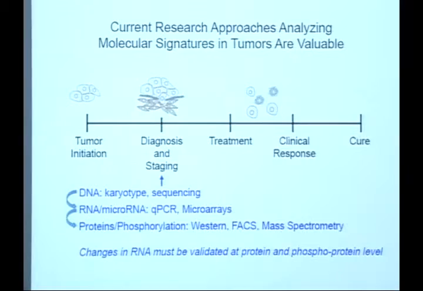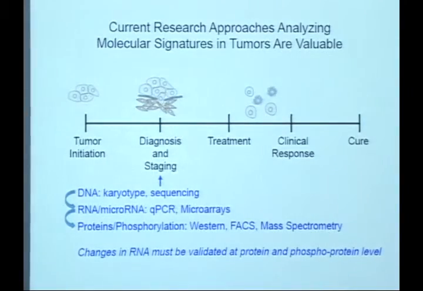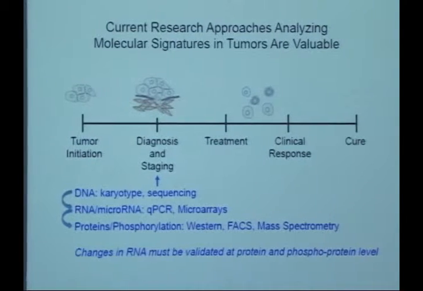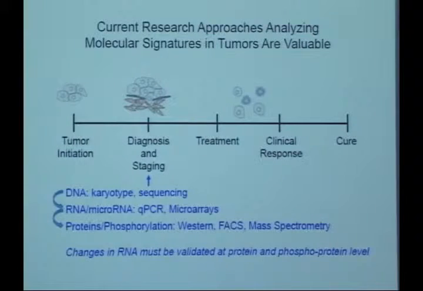And then at the research level, we're always trying to find better ways to make the diagnosis and figure out how well this person's going to do based on characteristics of the tumor. We're really great at looking at DNA now with karyotype sequencing and deep sequencing. RNAs, microRNAs, again, very sensitive quantitative PCR, microarrays.